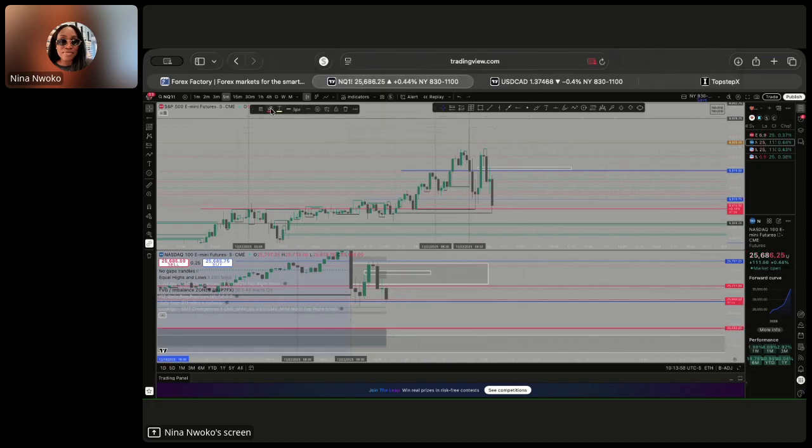Why are these colors so dark? Yeah, or so light. For me, I'd like to see price close beneath this key level for me to say, okay, yeah, I think we're on the bearish end. Let's see. We've got 45 seconds left on this candle.